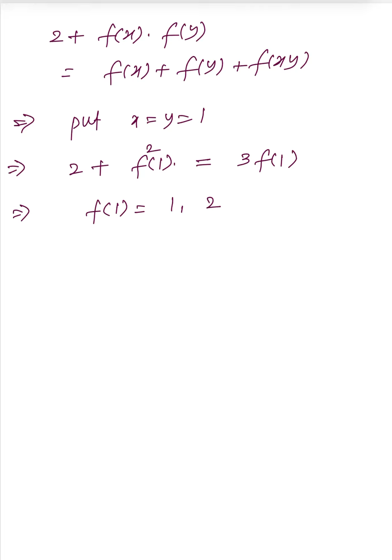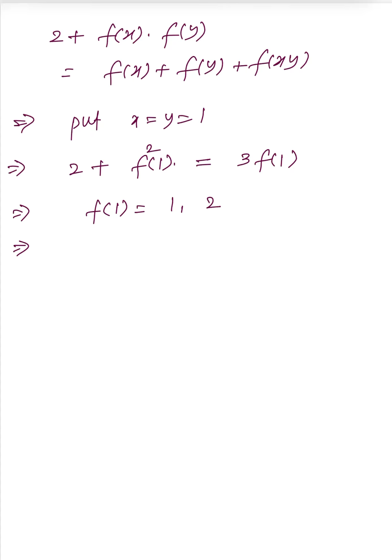But as we know, a function cannot take two values. It is not possible that f(1) is 1 also and f(1) is 2 also. As we know from the vertical line test, a function always takes a unique image. So f(1) can be 1 or 2, but we need f(1) = 2.